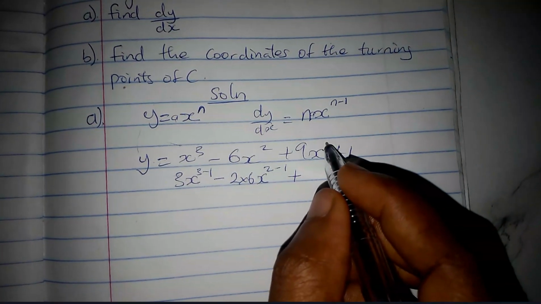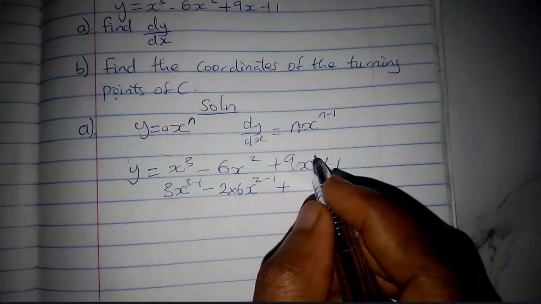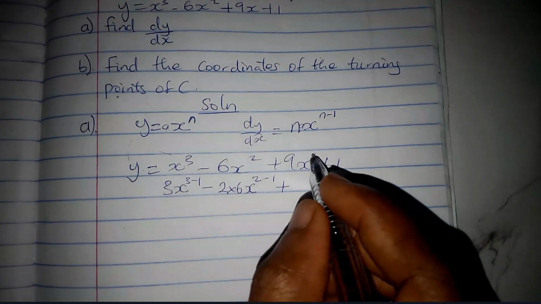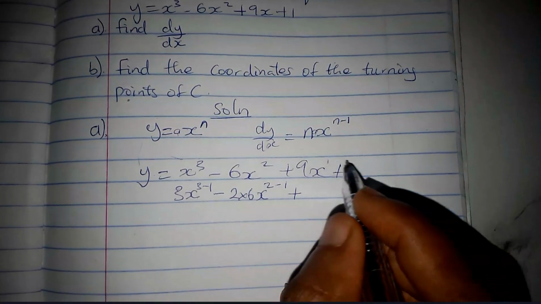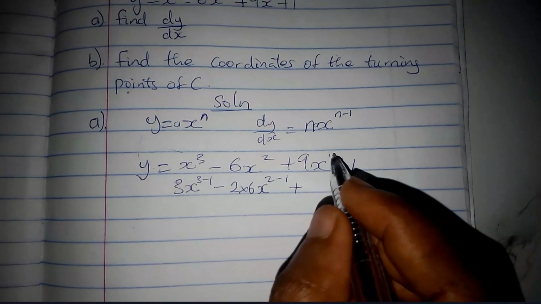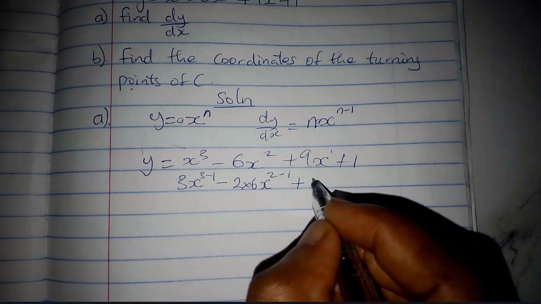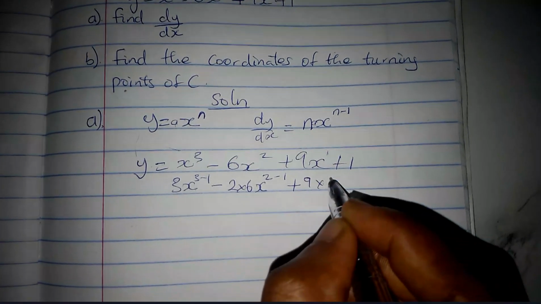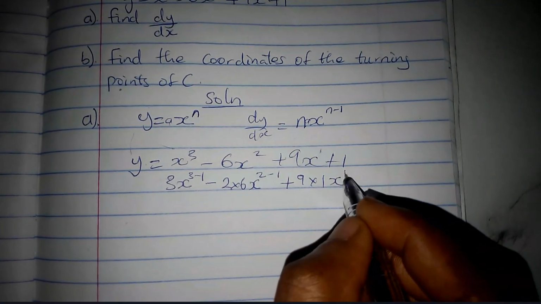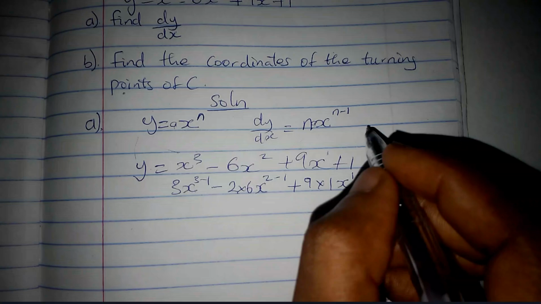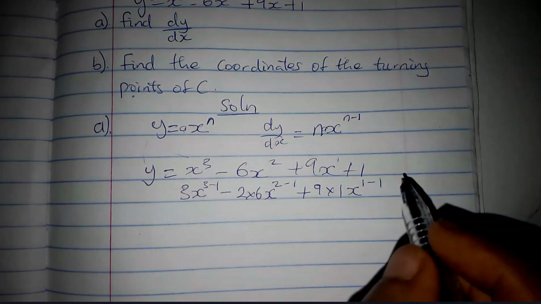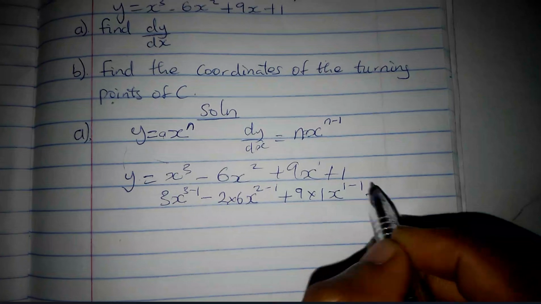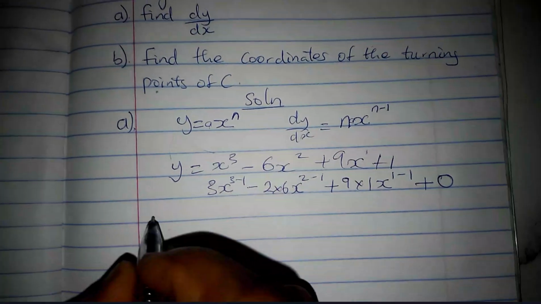There's an invisible 1 here. There's always an invisible 1. If you don't see any number higher than 1 there, just know that there's a 1 there. So 1 minus 1 is 0. So we have 9 times x to the power 1 minus 1. When y is equal to a constant, the differential of y becomes 0. So here it's just 0.